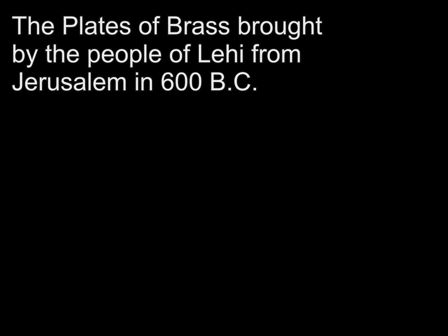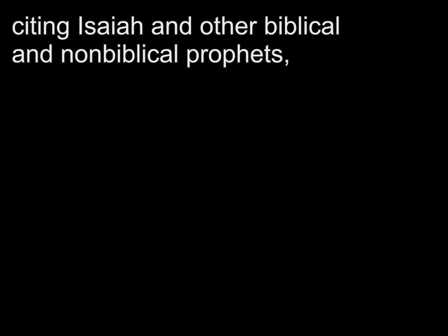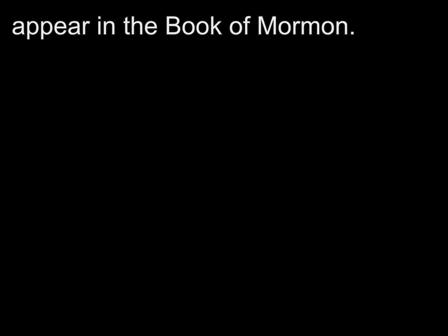4. The plates of brass, brought by the people of Lehi from Jerusalem in 600 B.C. These contained the 5 books of Moses and also a record of the Jews from the beginning, down to the commencement of the reign of Zedekiah, king of Judah, and also the prophecies of the holy prophets, 1 Nephi chapter 5, verses 11 through 13. Many quotations from these plates, citing Isaiah and other biblical and non-biblical prophets, appear in the Book of Mormon.